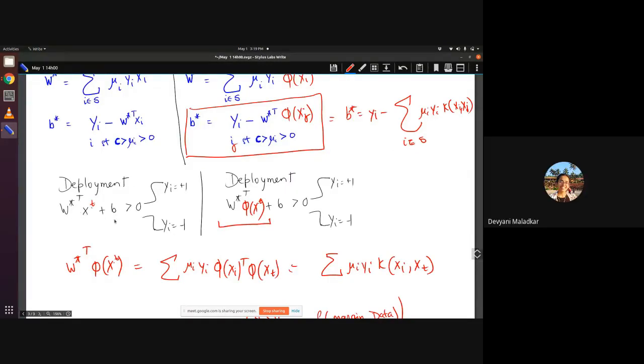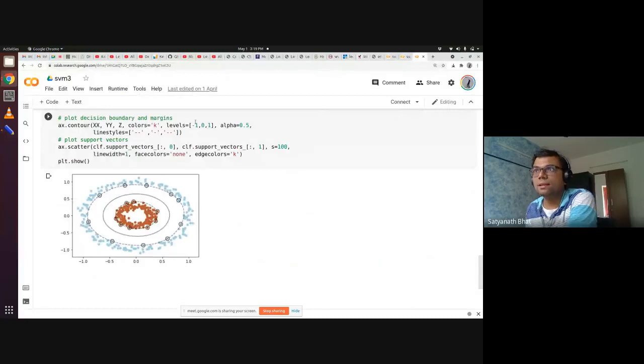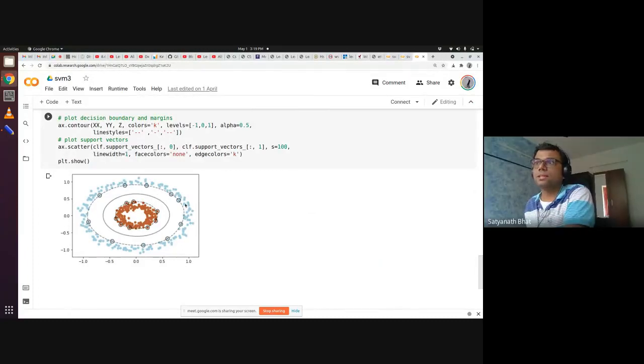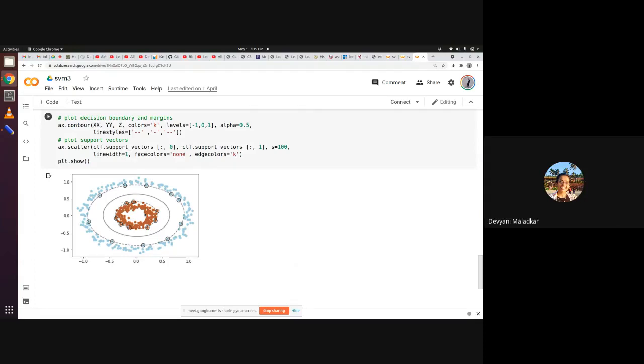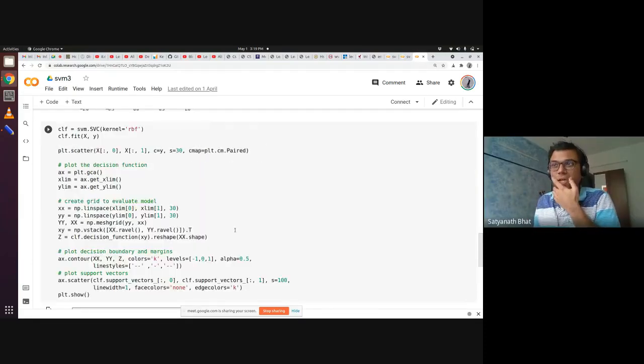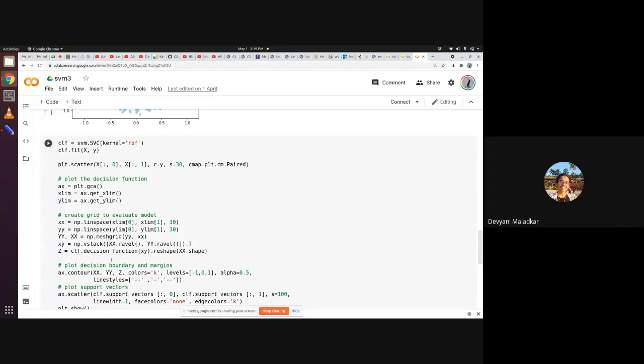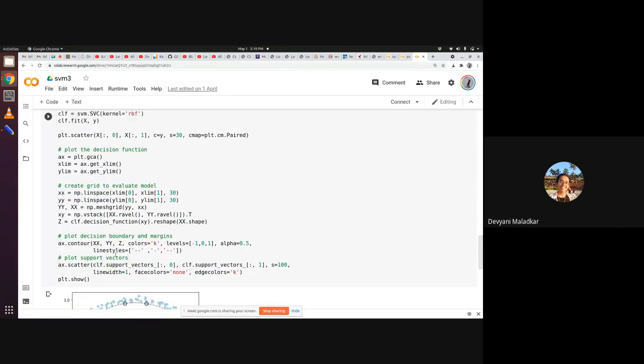Devyani, can't we do this? Yes, sir. So you do it, and then you show the levels -1, 0, and 1. That is how you get this. You can see there is some mesh grid and so on. I don't fully understand it, nor am I too worried about it, but you can spend some time and look at it. It's not too complicated.